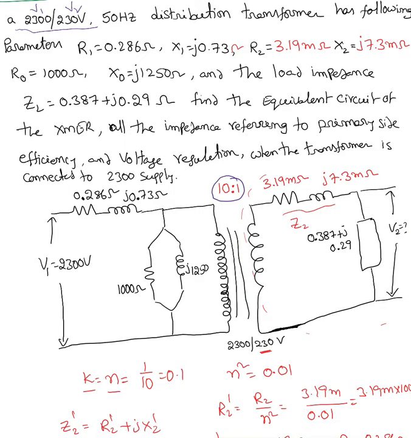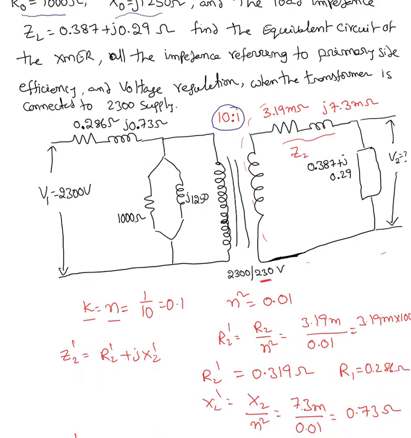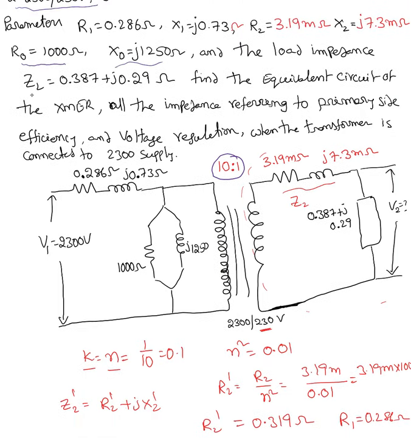Now R1 value is given 0.286, X1 is j 0.73 ohm, R2 3.19 milli ohm, and X2 j 7.3 milli ohm. R naught equal 1000 ohm, X naught equal to j 1250 ohm. This R naught represents the loss resistance of the core, and X naught represents the magnetizing reactance of the core. And the load impedance is given. So we don't know whether it is fully loaded or half loaded, since we don't know the rating of the transformer.